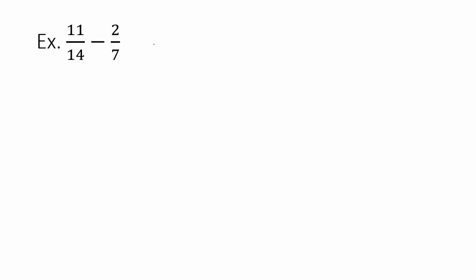That's finding the LCD. The denominators are not the same. Let's use 14. Can 7 go to 14? Yes. So your LCD is 14. So we need to change both fractions such that the denominators are 14. Let's start with 11 over 14. Do we need to change 11 over 14? No. So we can simply copy it as is.